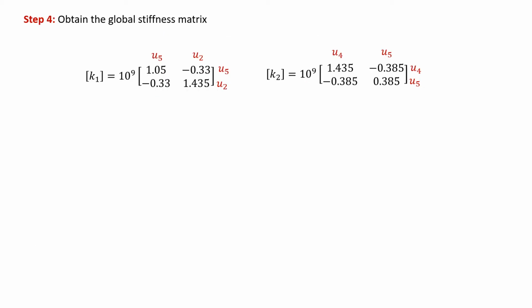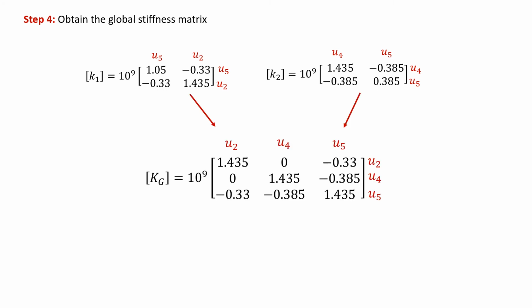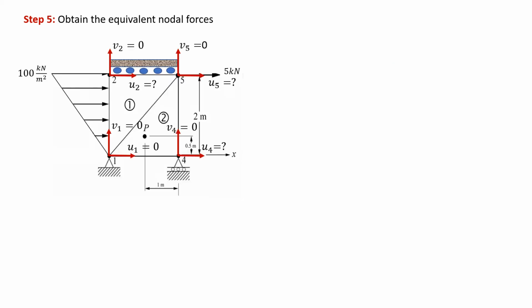After we determine the reduced K matrix for element 1 and element 2, the next step is to assemble the reduced global stiffness matrix for this problem. So by combining these two matrices, we will obtain the reduced global stiffness matrix for this problem, as shown in this slide. Before we can set our system of linear equations, first we have to obtain the equivalent nodal forces.